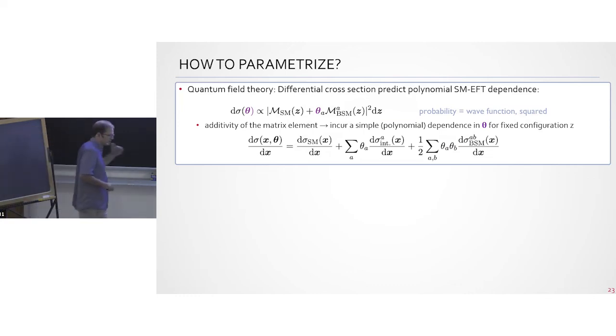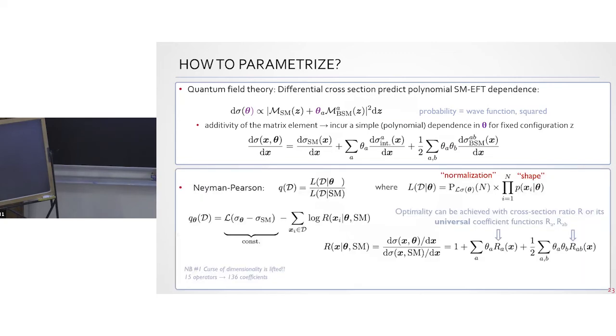So we know that our differential cross-section is a quadratic polynomial in the EFT coefficients. Now we inject this into the log likelihood ratio test statistic. The way to do it is, again, to separate off the normalization, so the total number, from the shape. In doing so, one needs to inject here the Poissonian distribution. One finds that the log likelihood ratio can be computed as a sum of the logarithm of the differential cross-section ratio. And that was the polynomial.